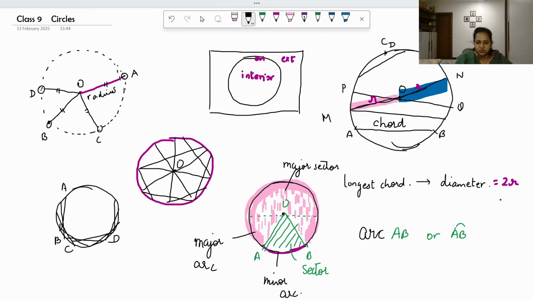The region that is enclosed by the radii and the corresponding arc is called the sector. What kind of a sector is this? This again is a minor sector, right? Moving ahead.